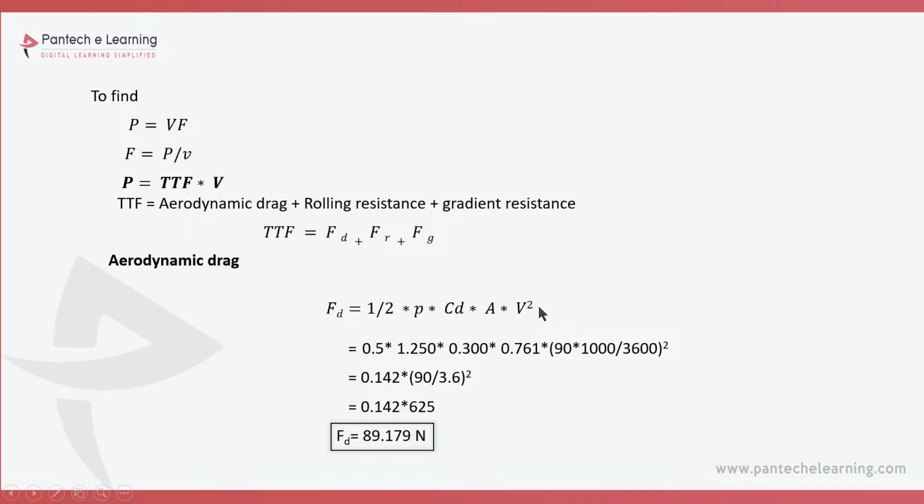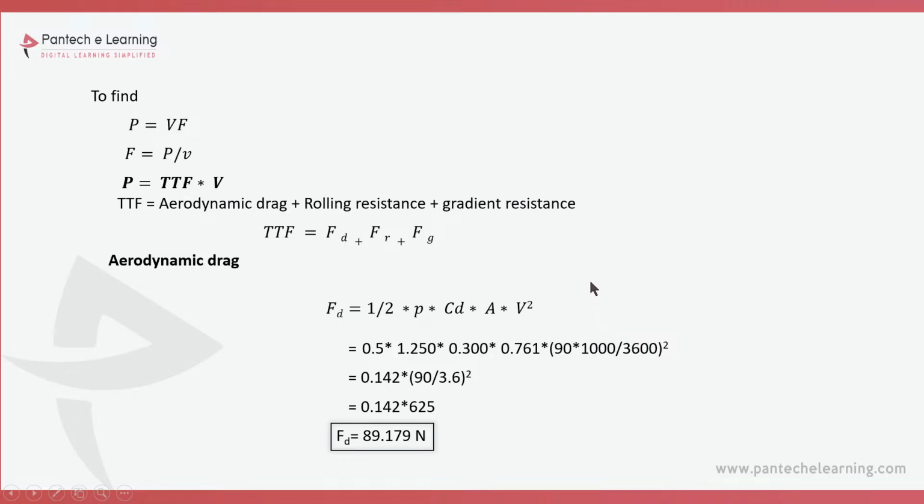How? Kilometer to meter is 1000. Hour to seconds: hour to minutes is 60, minutes to seconds is 60, so 60 cross 60 equals 3600. So we substitute 3600 and take the whole square. We have to convert the speed to meters per second because the unit is Newton. In this way I can convert.